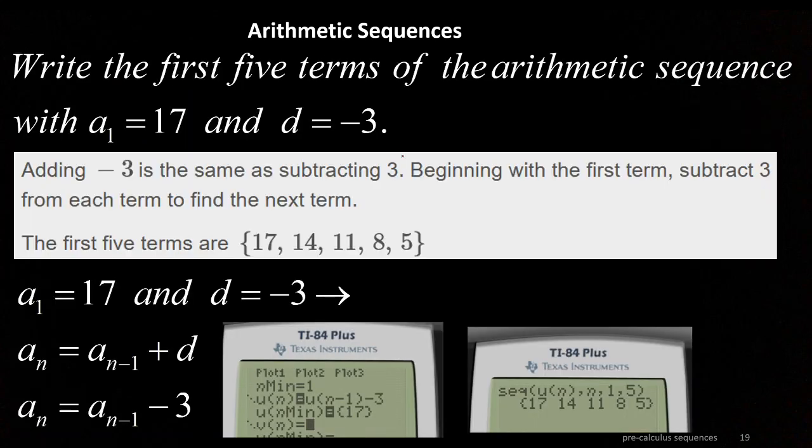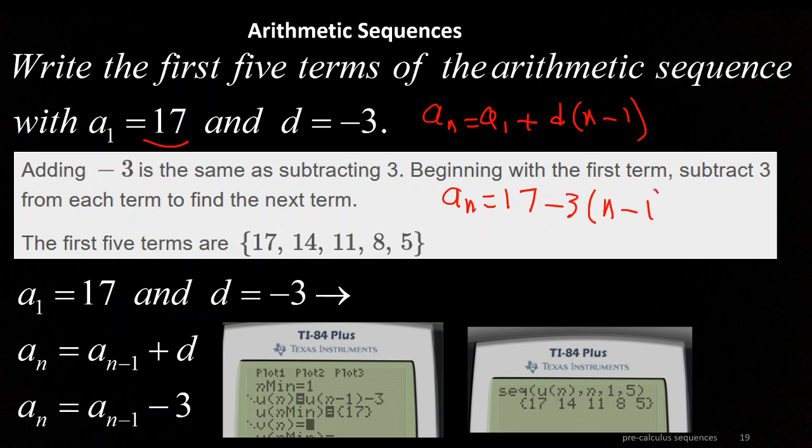All right, so here is another one. Write the first 5 terms of an arithmetic sequence. A1 is 17 and D is negative 3. So if you think of A sub n as A1 plus D times n minus 1, what do we have here? We have A1. So here we have A sub n is 17 plus, we have D, I just put negative 3, times n minus 1. So that's the formula, and this formula can give us all the other members.